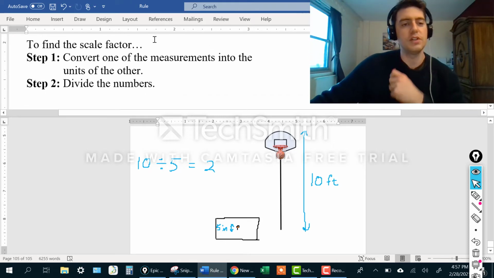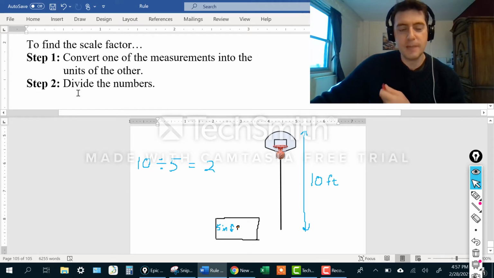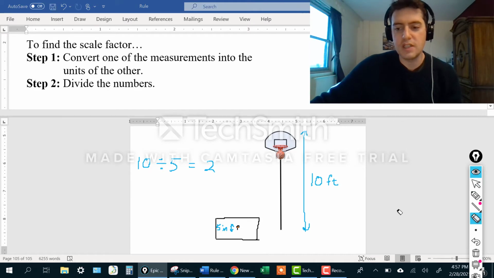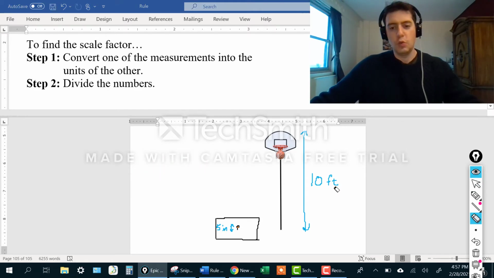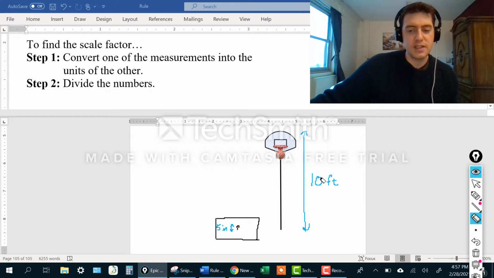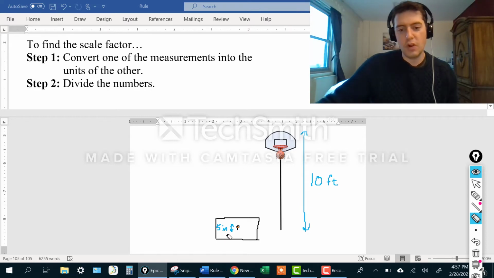Well, here's what we're going to do. To find the scale factor, step 1, convert one of the measurements into the units of the other, and step 2 is then to divide the numbers. But you have to make sure that the units are the same first. So it's usually easier to take the bigger unit, which is, in this case, feet. Feet are bigger than inches. And convert that into the smaller units.